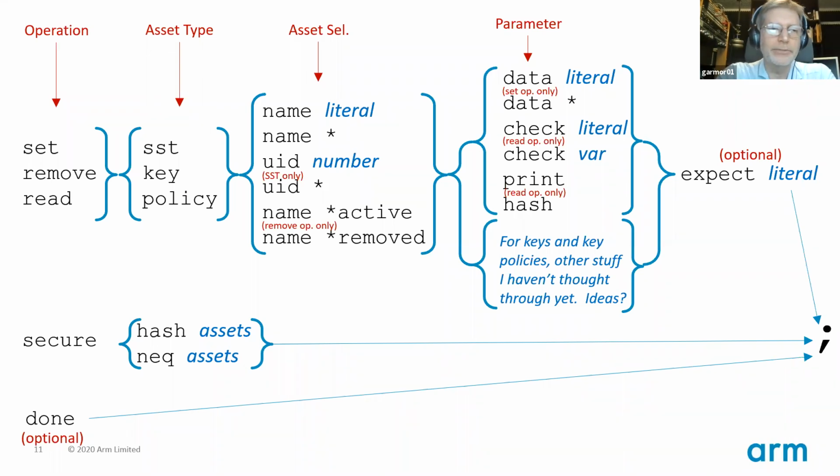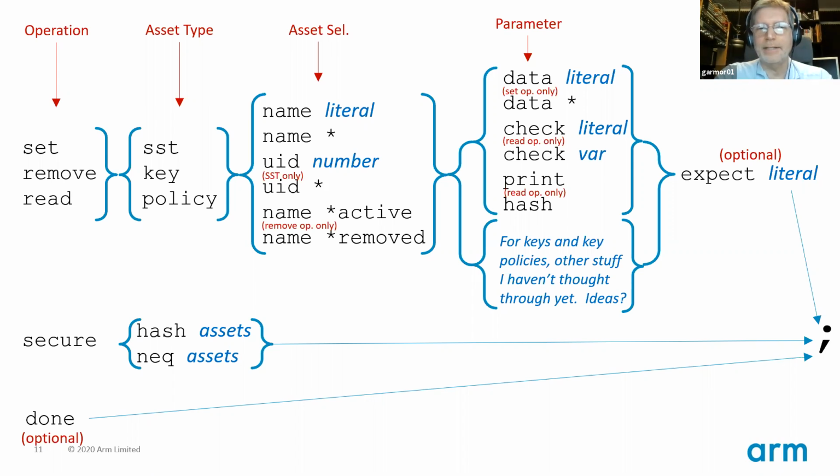But the general gist of it is you create a series of commands in this template input to the code generator, and they consist, generally speaking, this is abbreviated of course, of an operation to perform on a PSA asset, a particular asset type. After that, a selector for the particular asset that you want to operate upon. And that could be, as you can see, by a name or a UID in the case of secure storage. And then after that, you have various parameters to describe what you want to do with that particular asset.